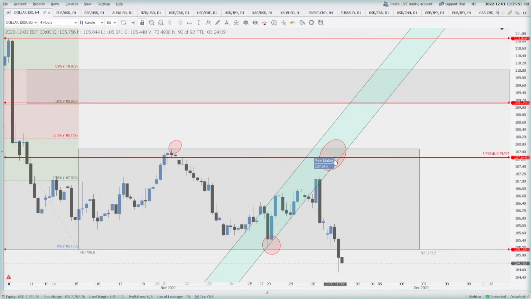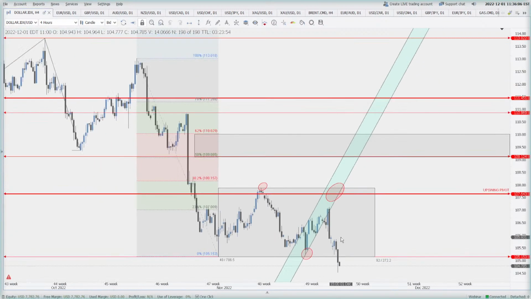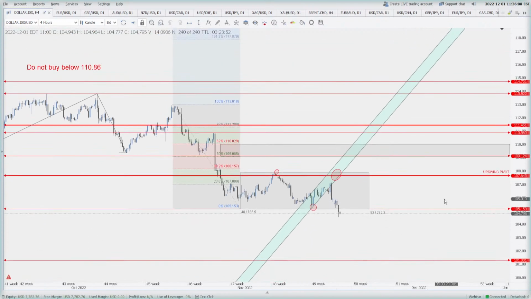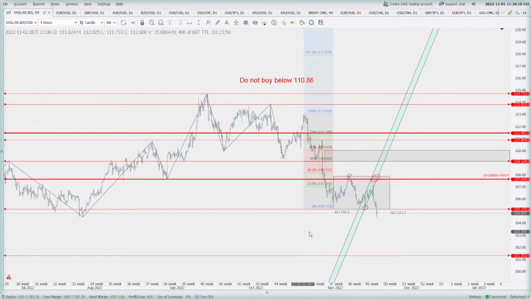107.64 was the area where we were looking for a selling opportunity, but it went off from here itself. Because of whatever reason, it went off from here and even closed today the 4 hourly candle below 105.15. It has a huge meaning. It means more losses are on the way. It means there is a possibility.